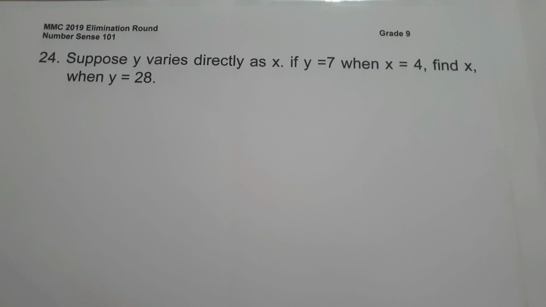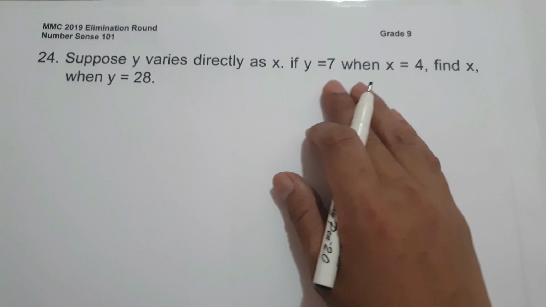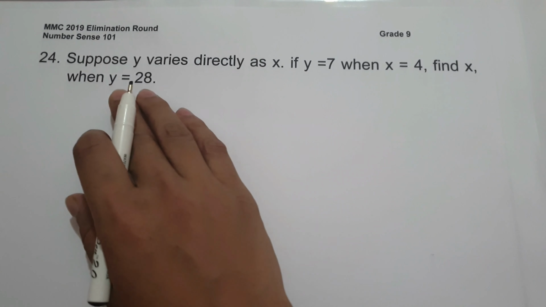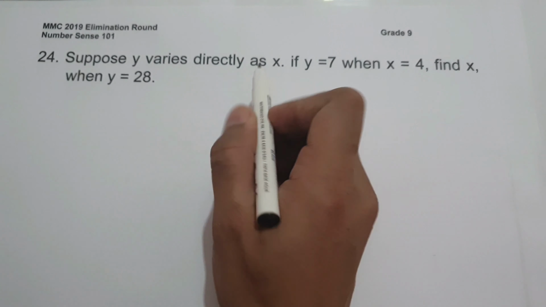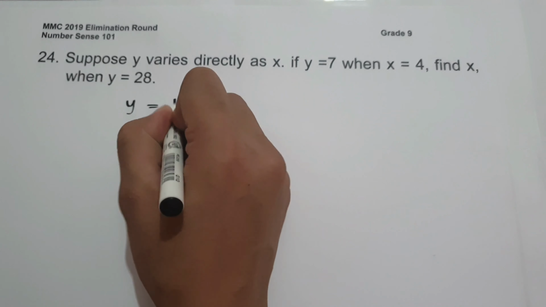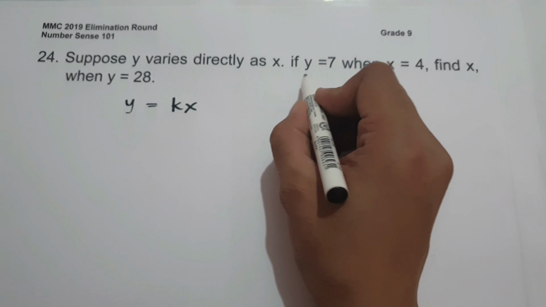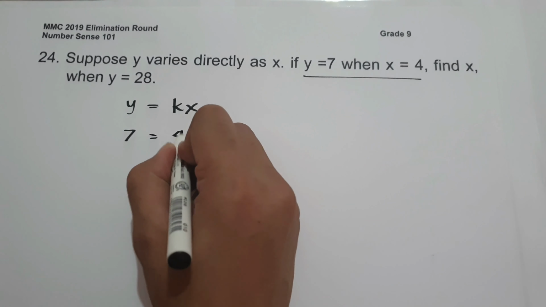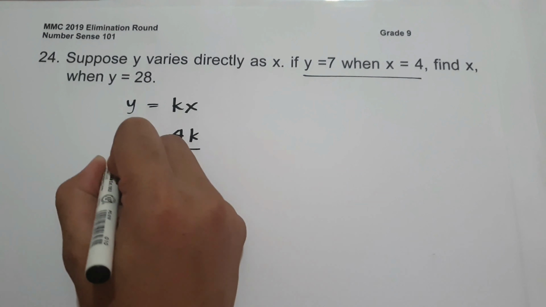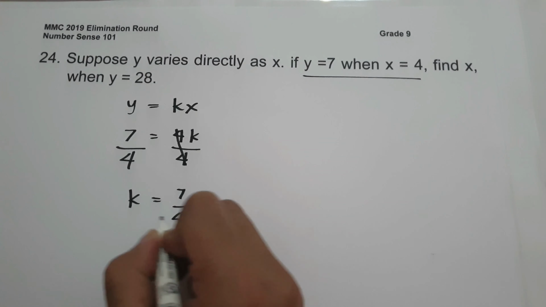On number 24, suppose y varies directly as x. If y is 7 when x is 4, find x when y is 28. So to find the value of x, let us determine first the equation. Since we have y varies directly as x, that is y equals kx. So let us find first the value of k using the first set of given. So y will be 7 and x will be 4, that is 4k. Let us divide this one by 4. So the value of k will be 7 over 4.